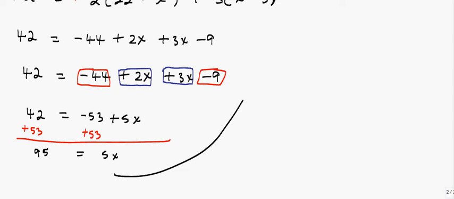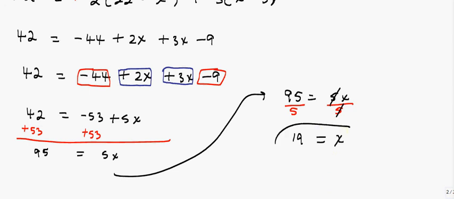Well, if 95 is equal to 5x, I want to isolate x. Well, I've got 5 times x, so I can get rid of that 5 by dividing. 95 divided by 5 is 19. The 5's cancel on the right, so I just have x. And there's our solution. X is equal to 19.